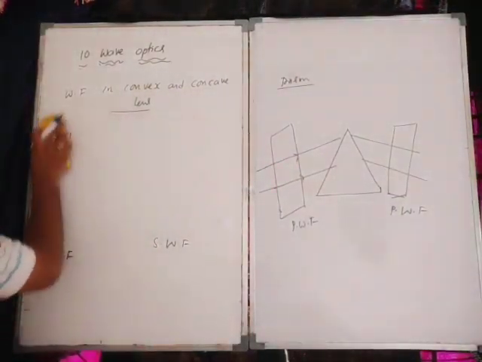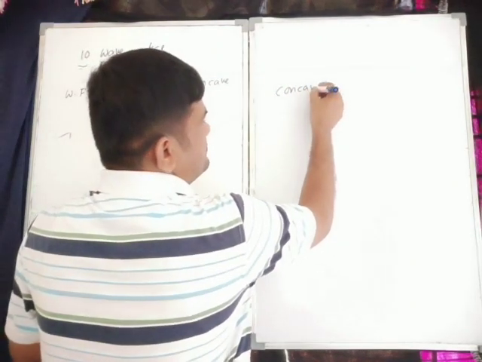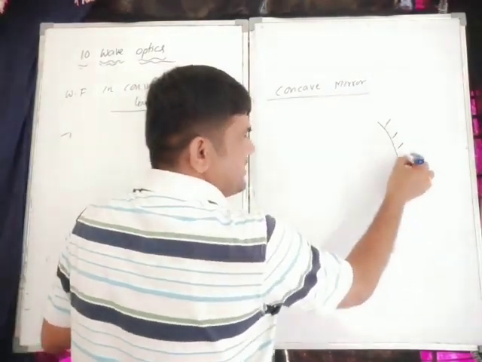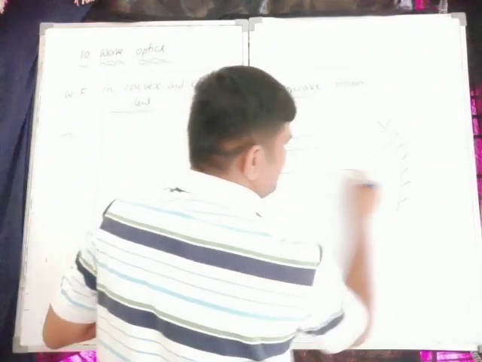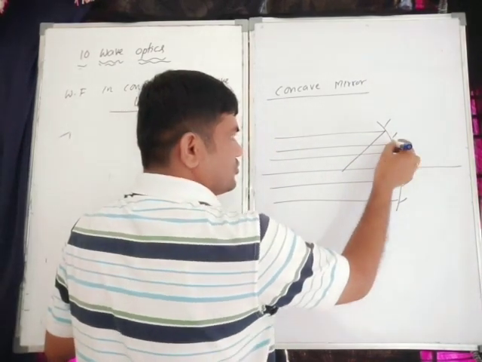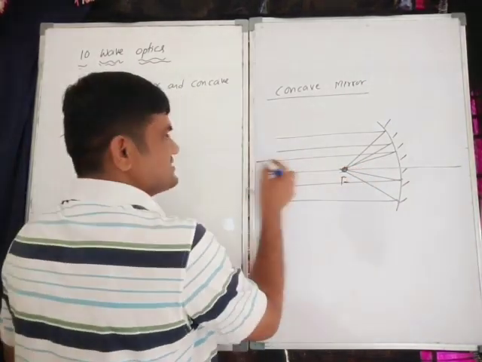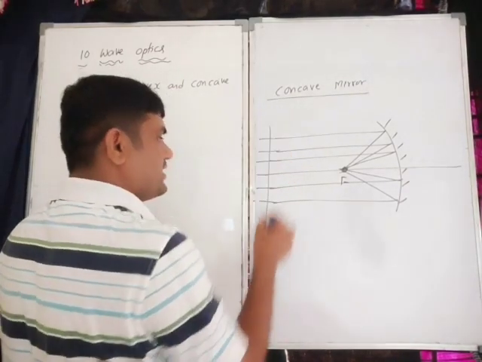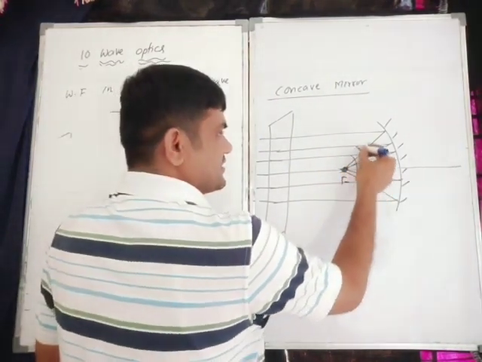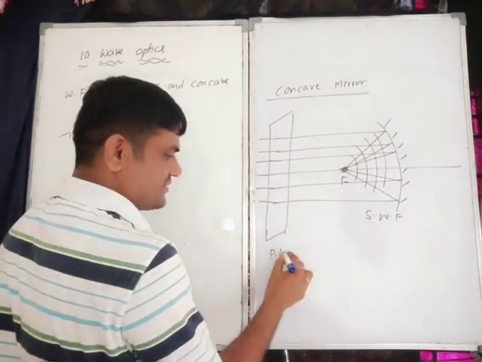Similarly, in a concave mirror as well as a convex mirror. I will consider this is the concave mirror. These are the incident rays, this is the principal axis. After striking the mirror, it is reflected in this direction. Correct or not? This is the focus. These are plane waves, a plane wavefront before reflection. After reflection, concentric circles. So what is that? A spherical wavefront.